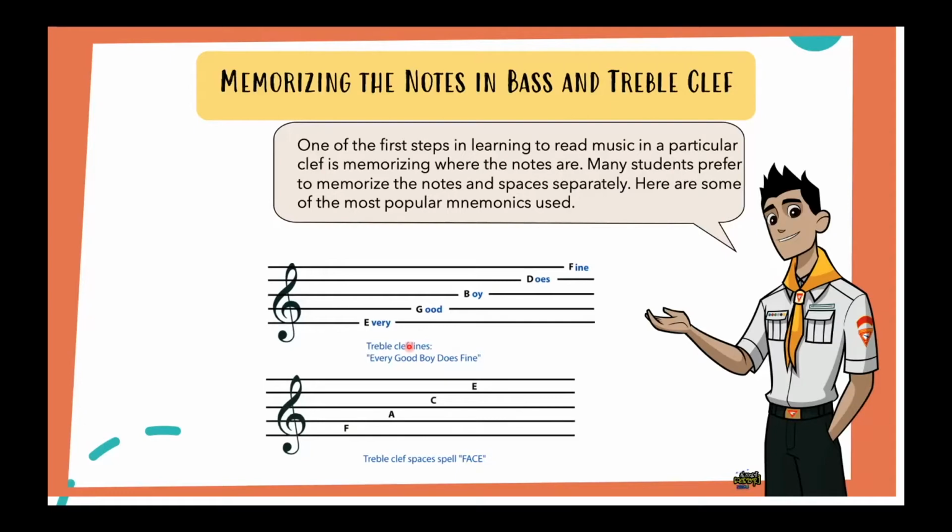And we also have the notes in the spaces. In the spaces, this is F, this is A, this is C, and this is E. If you see it, we can actually form a word, which is face. So if you remember the word face, you're going to remember the notes in the spaces of the clef. So every good boy does fine for the lines, and face for the spaces.